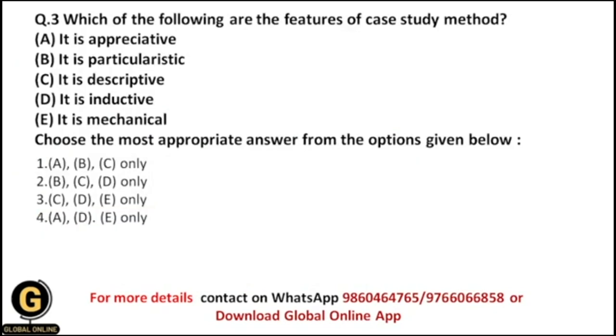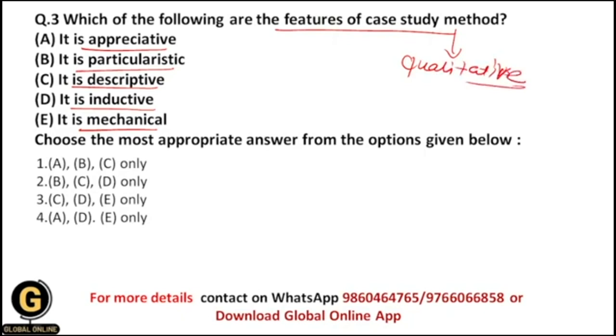Which of the following are the features of the case study method? Whether it is appreciative, particularistic, descriptive, inductive or mechanical. So the case study method is again a qualitative method in which we are going to study in detail a specific person for a longer period of time. Case study focuses on a specific case or situation, and that's why it is called a particularistic approach.